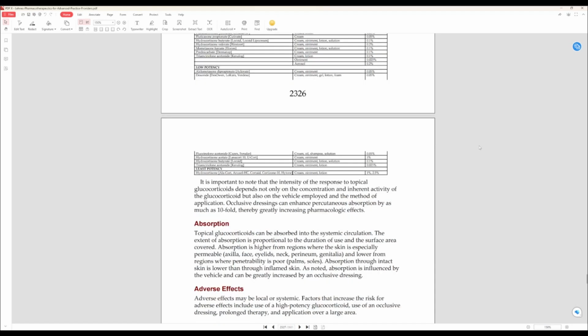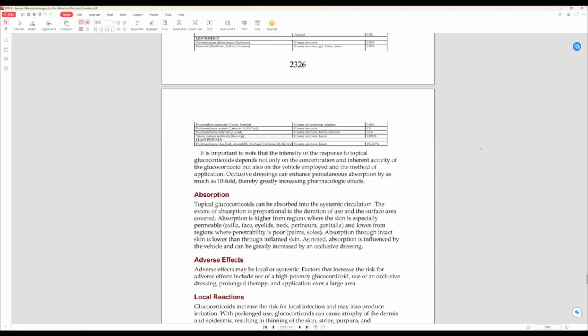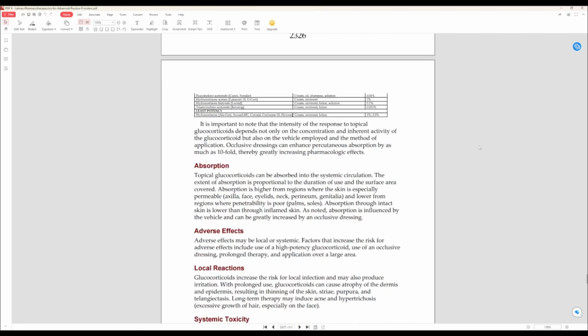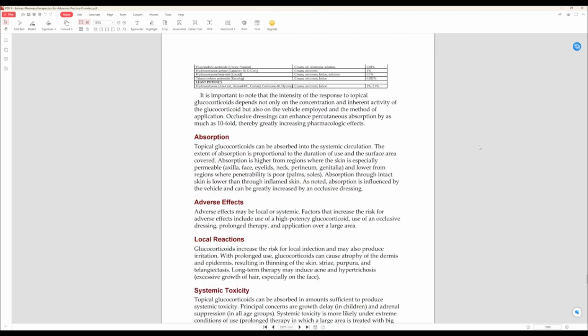Its absorption. Topical glucocorticoids can be absorbed into the systemic circulation. The extent of absorption is proportional to the duration of use and the surface area being covered. Absorption is higher from regions where the skin is especially permeable, and lower from regions where penetrability is poor. Absorption through intact skin is lower than through inflamed skin. So, as noted, absorption is influenced by the vehicle and can be greatly increased by an occlusive dressing.